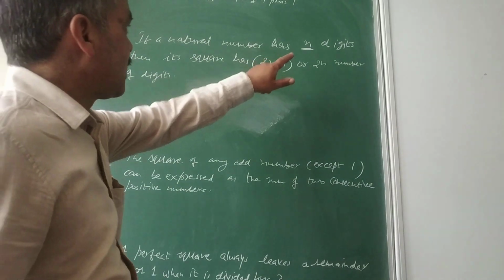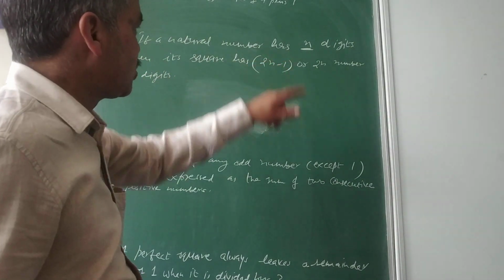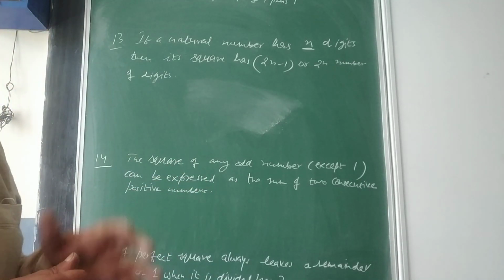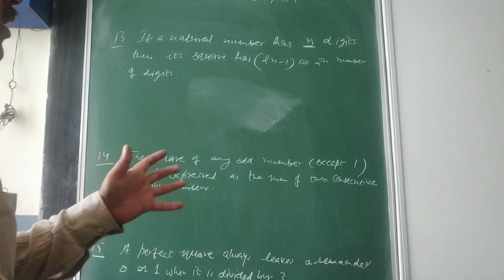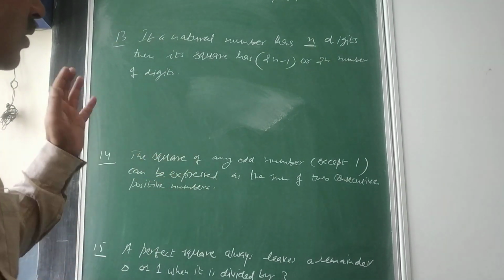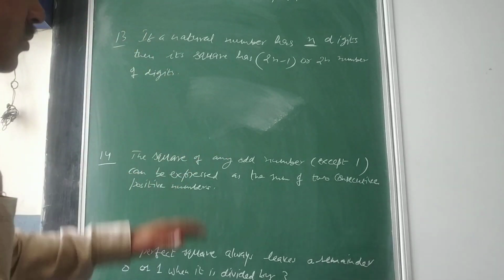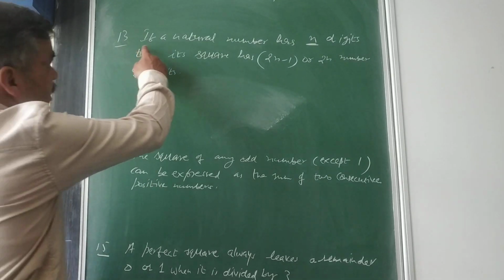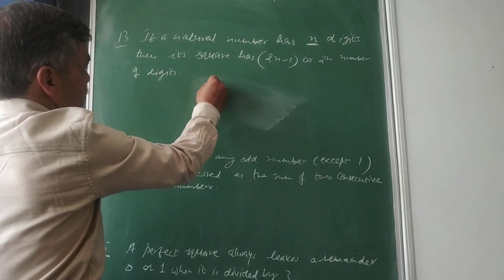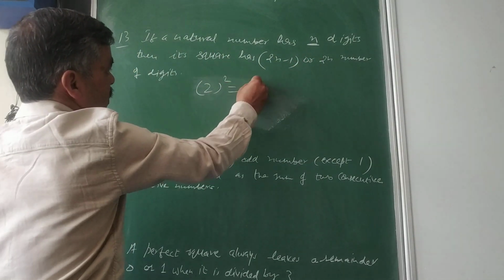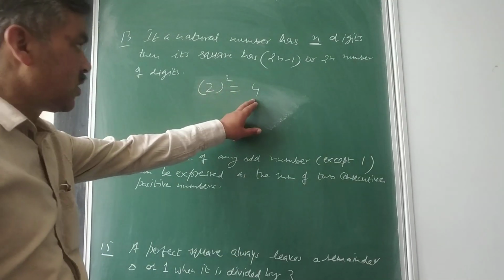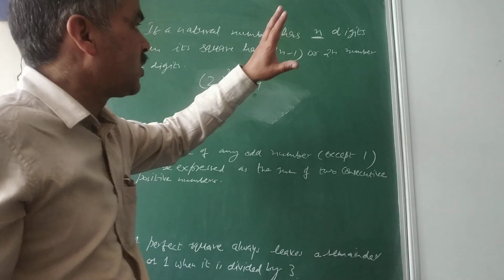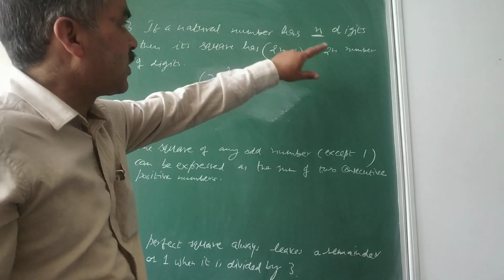If a natural number has n digits, then its square has 2n minus 1 or 2n number of digits. These properties are very interesting. When you write the examples and give a second thought, you are definitely going to find all these properties very interesting from the numbers point of view. So I am saying a natural number has n digits. Suppose you are taking the square of 2. What happens? The result will consist of either 2n or 2n minus 1 digits, where n stands for the number of digits.